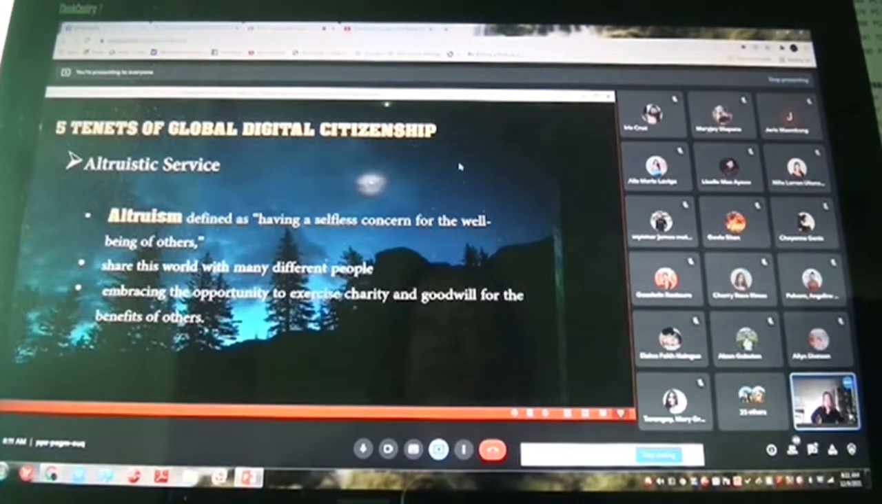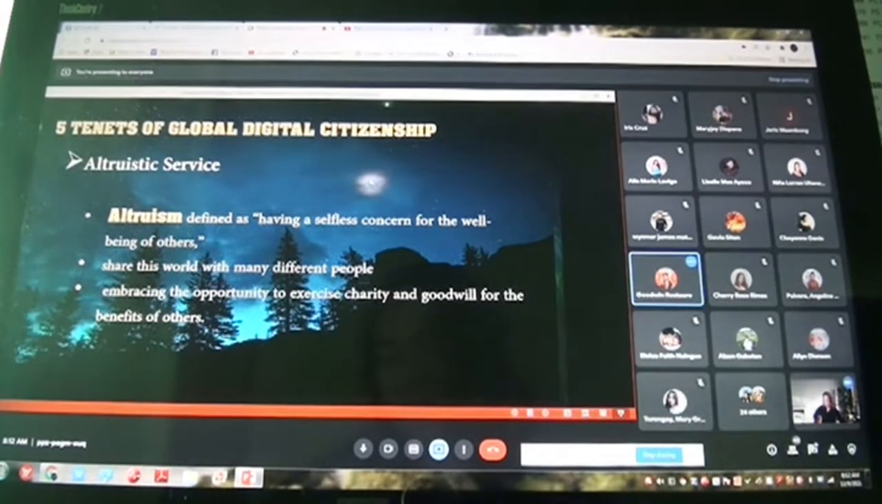So let's continue, no? Altruism is defined as having a selfless concern for the well-being of others. The word there is selfless. Because many people today are very selfish, okay? Many people today are very much focused on themselves, and sometimes they are not focusing on others. So it's good to be altruistic. Altruistic service is sharing this world with many different people. Altruistic service is embracing the opportunity to exercise charity. Charity means giving love for others, okay? And goodwill for the benefit of others.